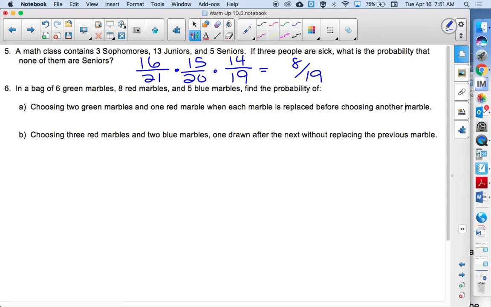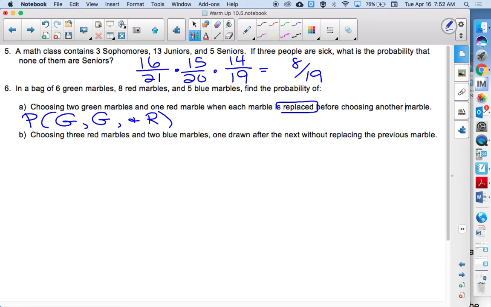So looking at the marbles, we have 6 green, 8 red, 5 marbles in a bag. You're choosing 2 green marbles and then 1 red marble. And it says when each marble is replaced before selecting another marble. So when you're thinking about this, you're picking a green marble, and then a red marble. So you have to think, like each marble gets its own probability. So really I have 3 marbles that I'm selecting from a bag.